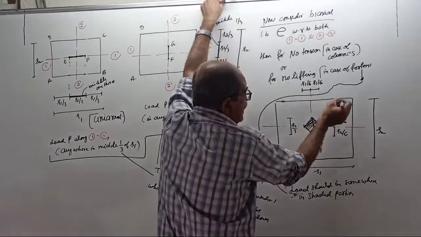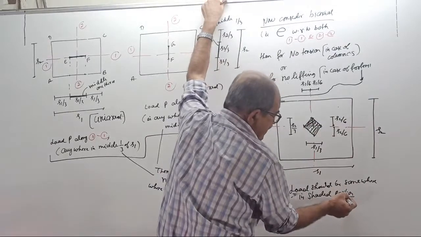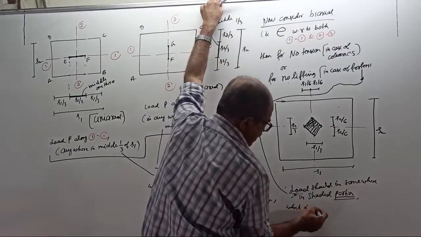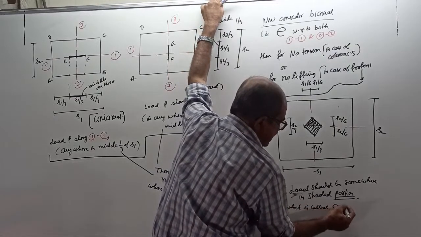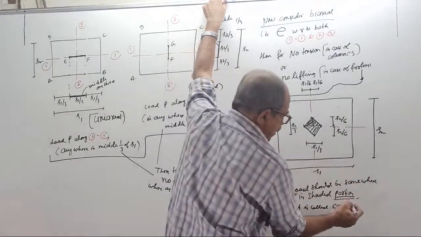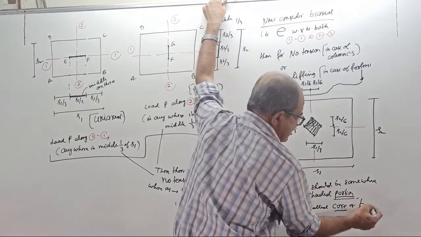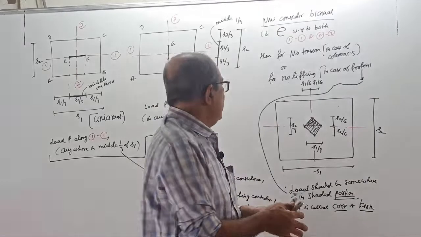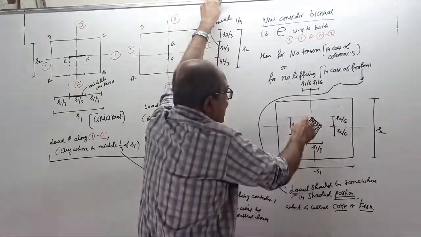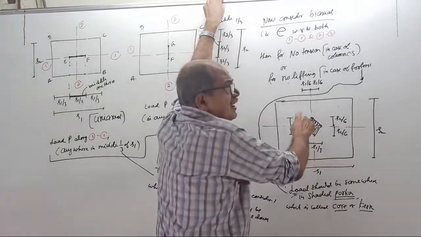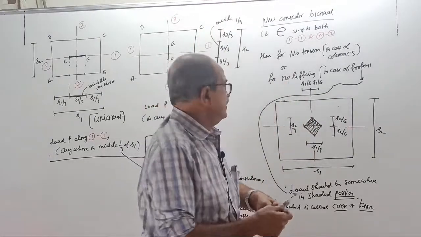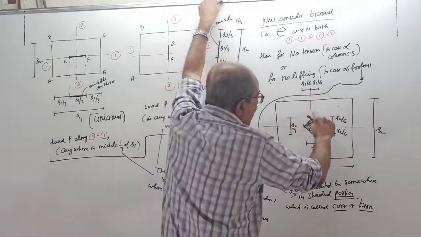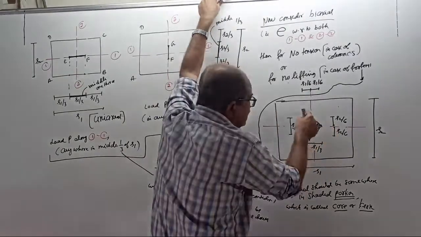It can't come here. It should be somewhere in the shaded portion, which is called core. Some people call it core or kern. It should be in that core area. The core area means this shape, not this shape. If you make this shape, what will happen? Double eccentricity will come. You join these 4 points. The load can be anywhere in the shaded area.